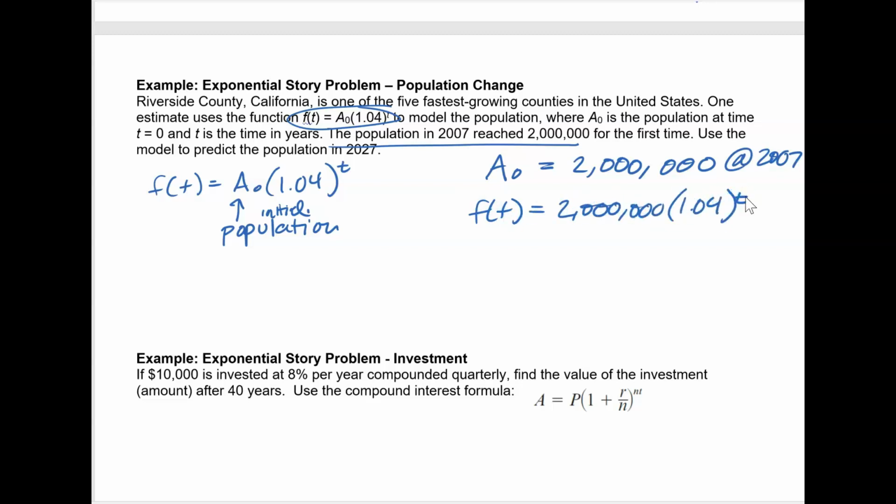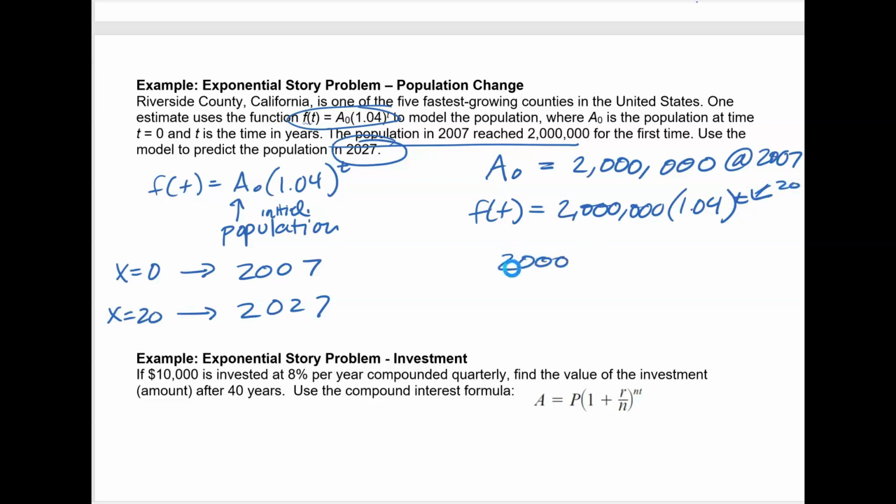It says use the model to predict the population in 2027. So if x equals 0 corresponds to 2007, then we need to figure out what x corresponds to 2027. And since it's 20 years later, then that would be x equals 20. So basically, all we have to do is plug 20 in for t. So we're going to do 2 million times 1.04 to the 20th power.